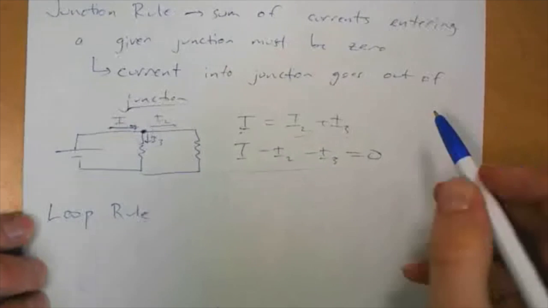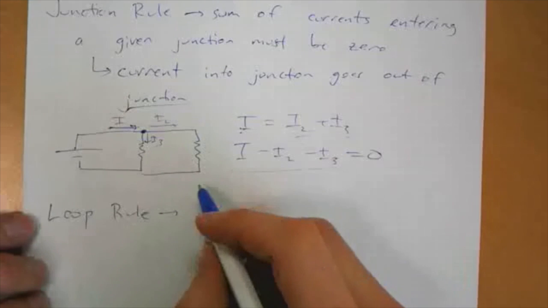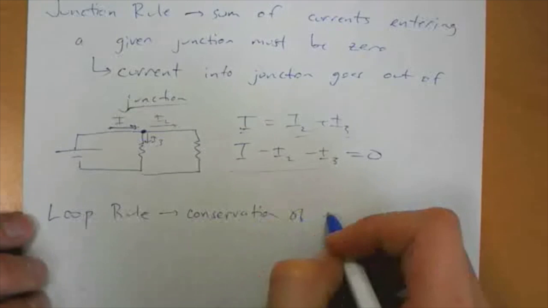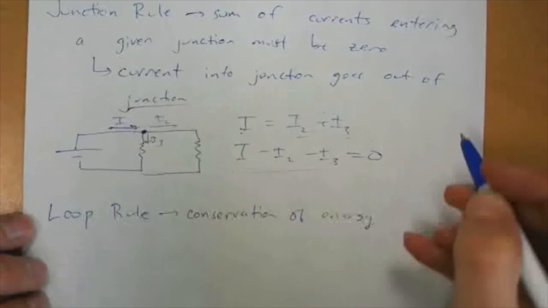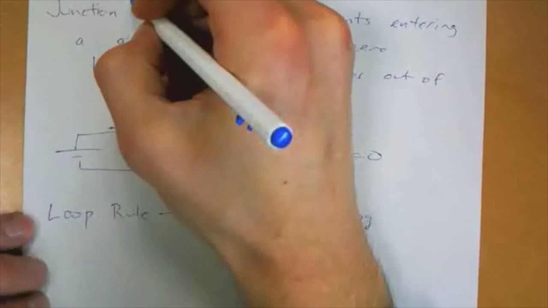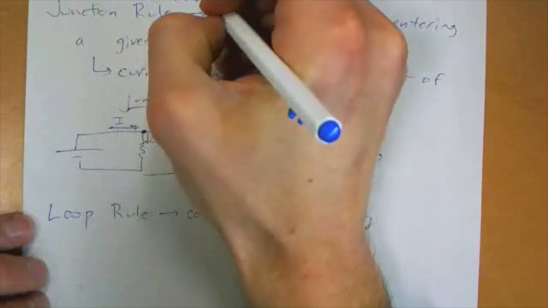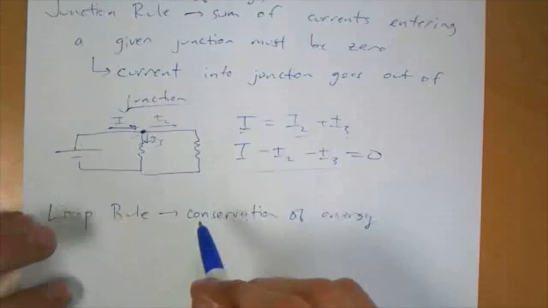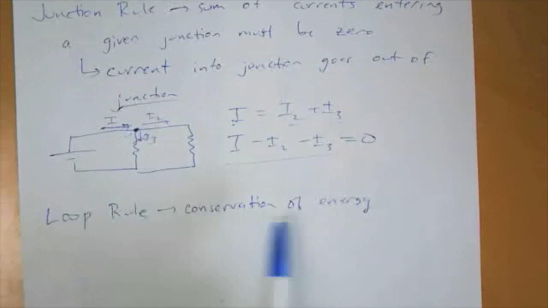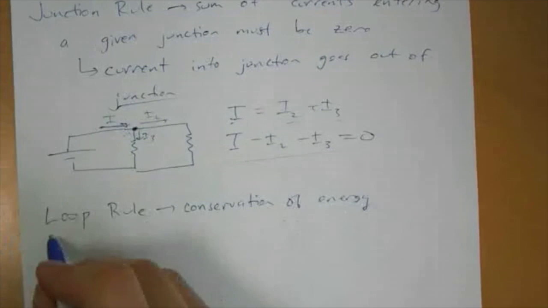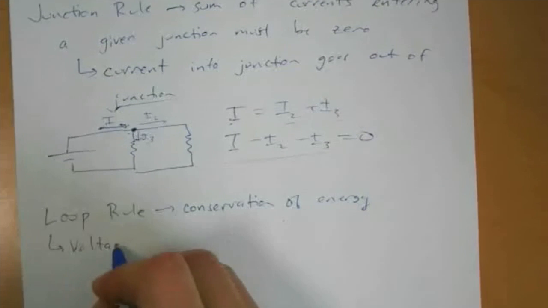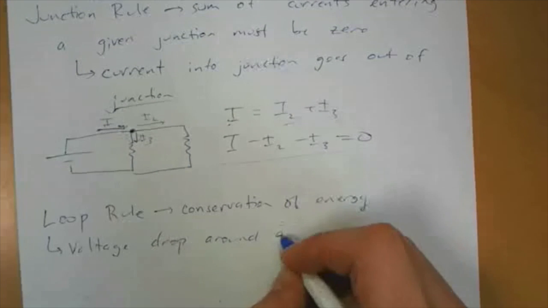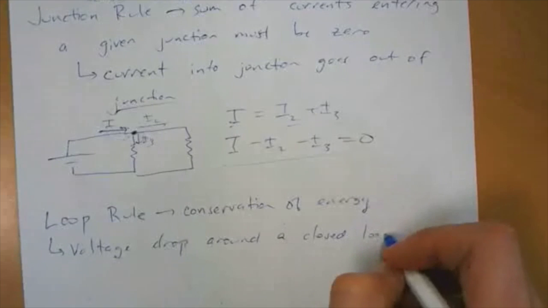All right, Kirchhoff's second rule is called the loop rule. And the loop rule comes from conservation of energy. The junction rule is related to conservation of charge. As I said, that same amount of charge has to go into the junction as goes out, otherwise there would be charge being created or destroyed. The loop rule has to do with conservation of energy. The loop rule says that the voltage drop around a closed loop is 0.